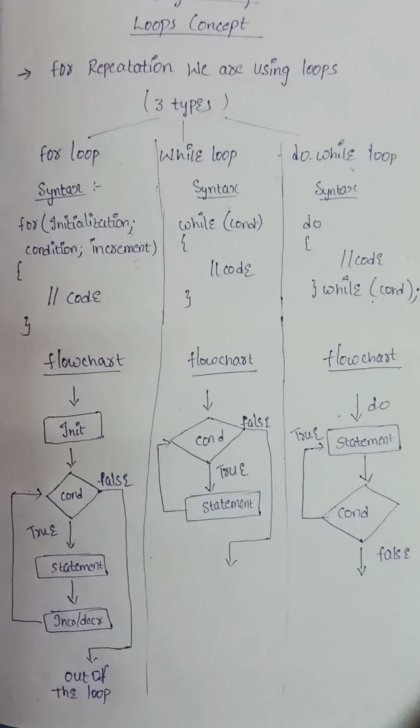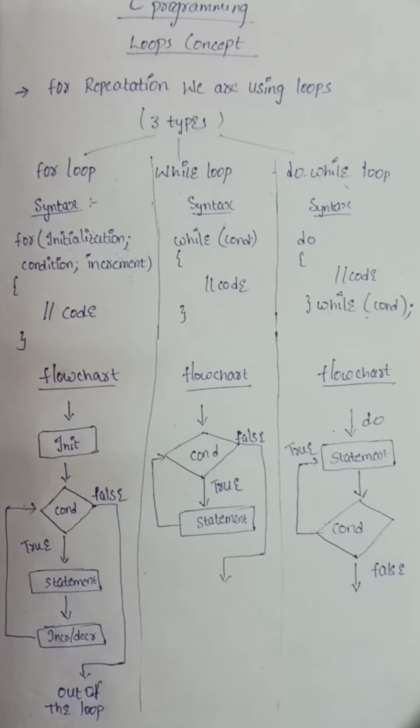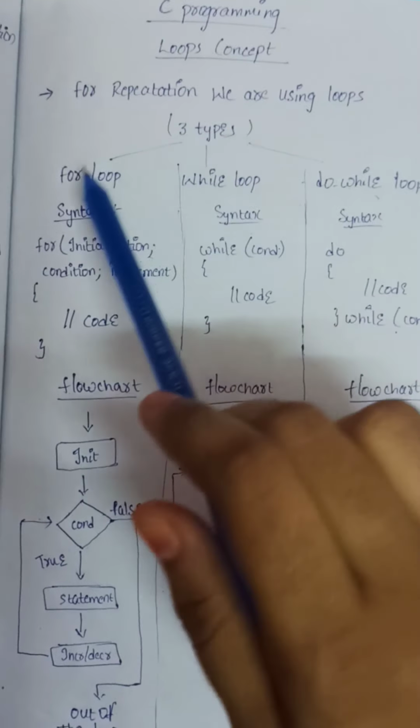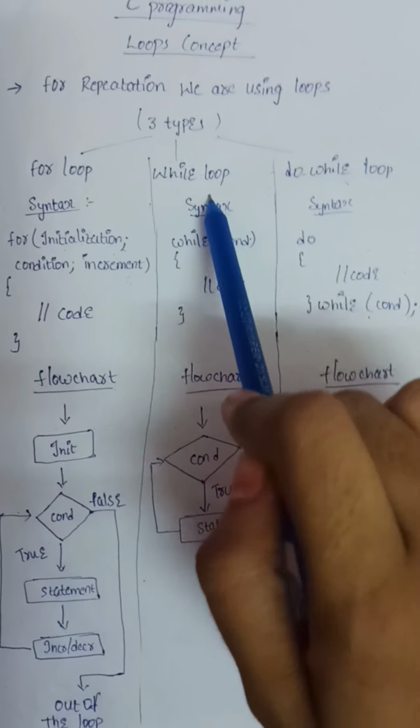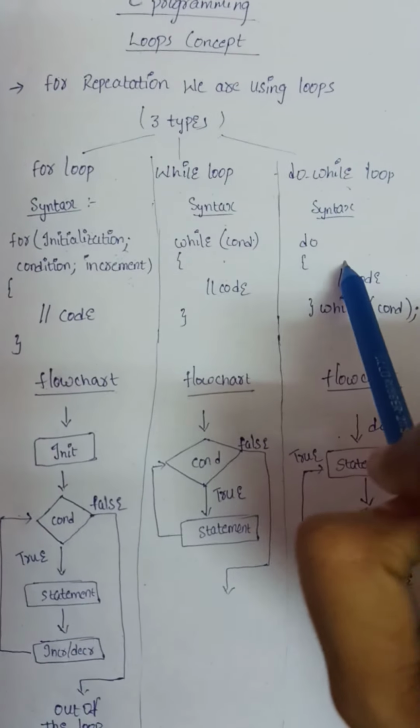First of all, what is a loop? The name loop itself says that loops are used for repetition. Mainly, loops are classified into three types. First one is the for loop, second one is the while loop, and third one is the do while loop. These are the syntaxes for those three loops.